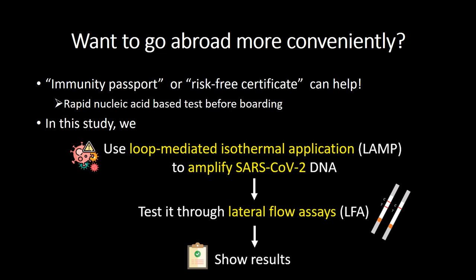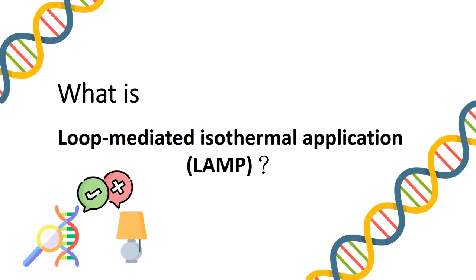Therefore, a land-based immunity passport can help. It is a rapid nucleic acid-based test before boarding. It only takes 30 minutes to conduct. It is a faster and cheaper alternative to PCR. In this study, we used loop-mediated isothermal amplification to amplify SARS-CoV-2 DNA and test it through lateral flow assays to show results. What is loop-mediated isothermal amplification, also called LAMP?